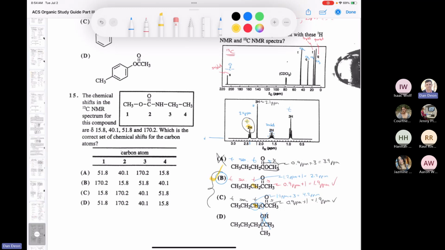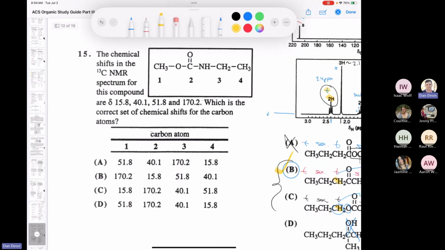Let's see here. This is a good one. Number 15. I bet you guys could solve this faster than me. Number 15. The chemical shifts in the carbon-13 spectrum for this compound are 15.8, 40.1, 51.8, and 170.2 parts per million. Which is the correct set of chemical shifts? So we've got carbon number 1, 2, 3, and 4. Well, which number has to be carbon number 2? Who could answer that? Carbon number 2 has to be which one? It's a carbonyl. There's no debate.